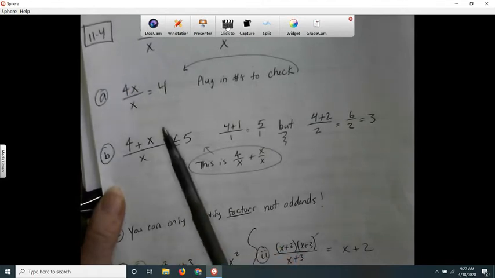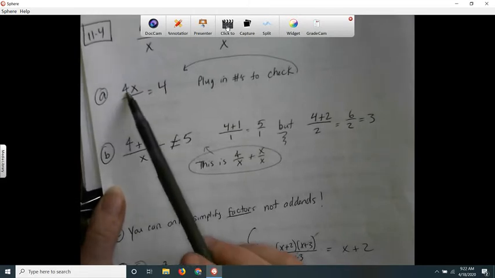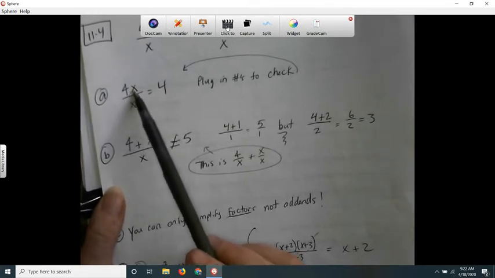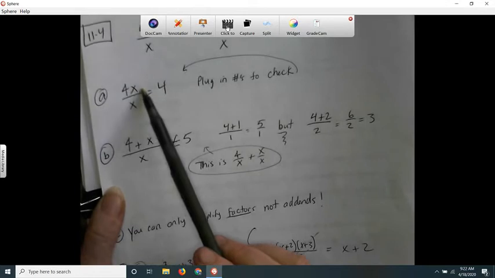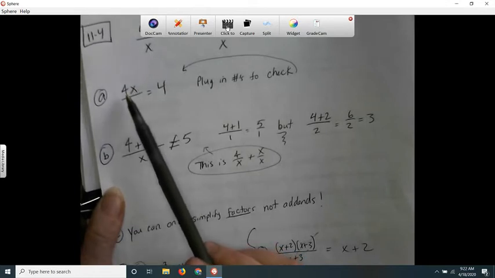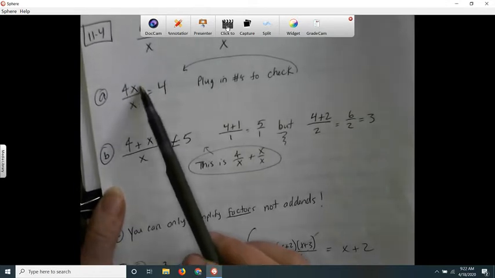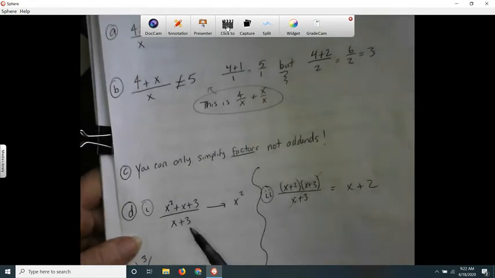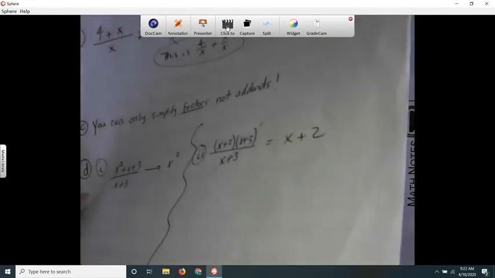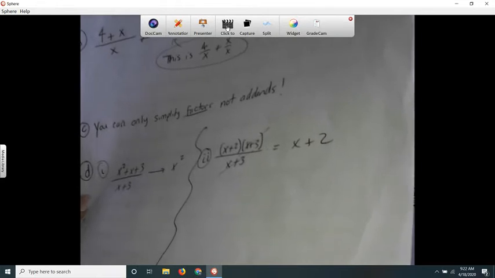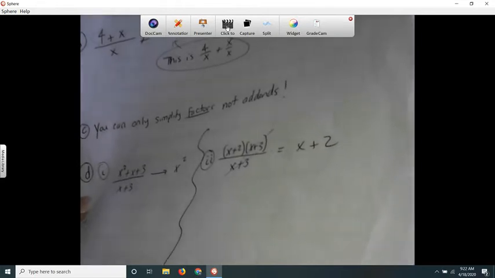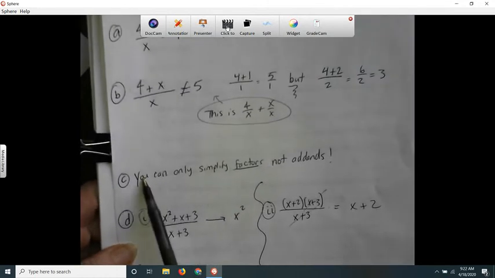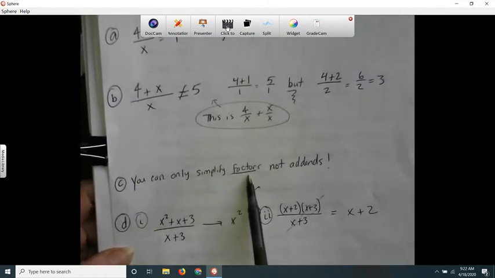So when you multiply things together, that's called a product, or they're a factor and a factor and a product, right? So I can only cancel factors, not add-ins. These are add-ins, not factors. Okay, and then letter C says, compare the results of A and B. When can an expression be simplified in this manner? So I'm just saying you can only simplify factors, not add-ins.